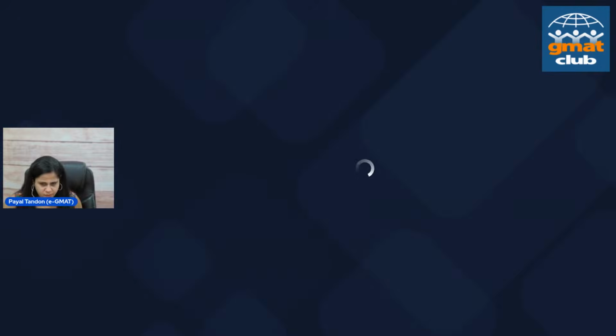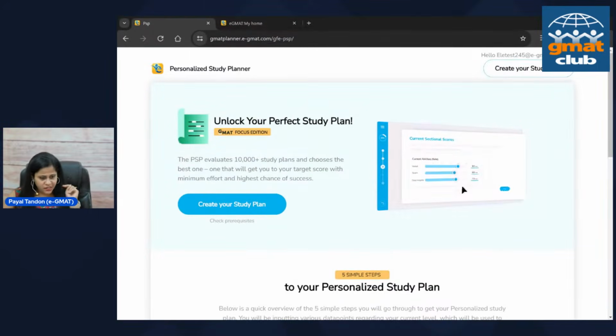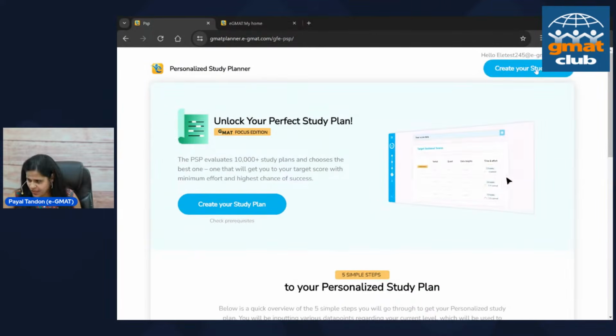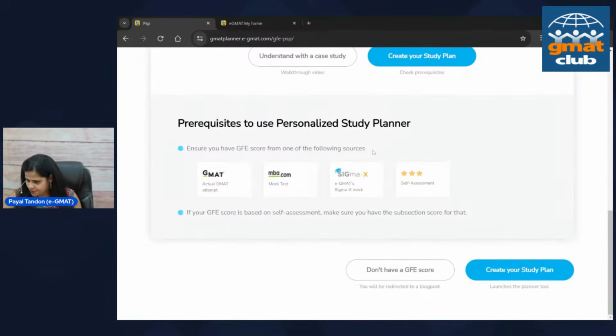All right, so I'm going to share my screen now. Stop screen, present, share screen, window. Okay. So give me about 2 minutes just to give you a demo of this study plan, and then I'm going to ask you whether you guys have such a study plan or not. So over here, create your study plan. In order to create your plan, you need to have a score from either your actual GMAT attempt, your MBA, or your mock test or Sigma X mock test.